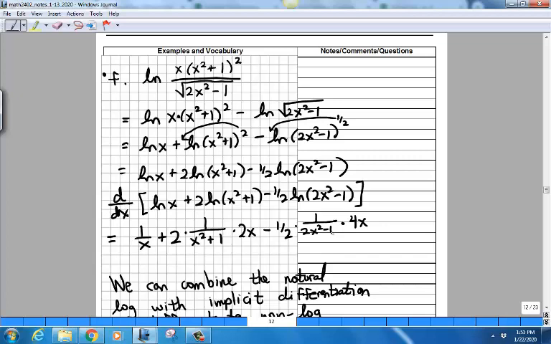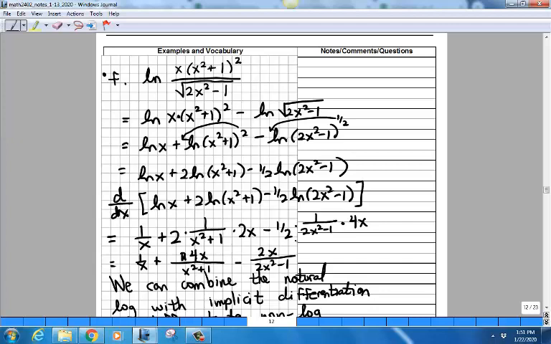Now you can simplify this a little bit, right? This is going to be 1 over x plus 2. 2 times the 2x here is 4x, right? So plus 4x over x squared plus 1, right? And then here, the 1/2 and the 4x will multiply, right, to give you what? Just 2x, correct? So you would have 2x over, and then the 2x squared minus 1. Because 2 goes into 4x 2x times, right? So you would end up with 2x over 2x squared minus 1.